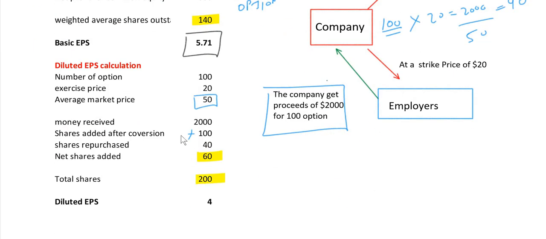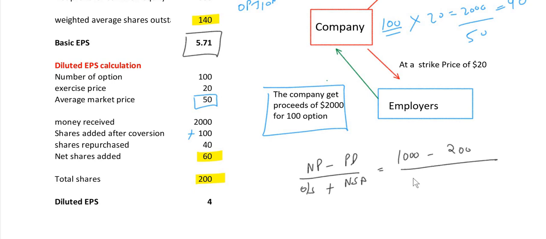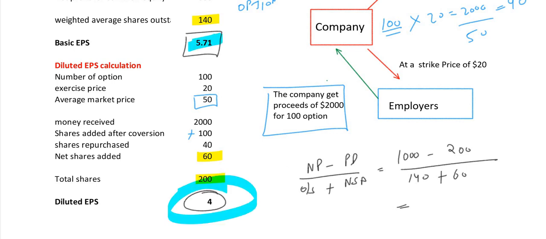So my total shares will be 200, and now my diluted EPS will be net profit minus preference dividend, upon shares outstanding plus new shares added. That is 1000, my net profit, minus 200, my preference dividend, divided by 140 shares outstanding plus 60 net new shares added. We solve it and we get 4. And as you can see, my basic EPS was 5.71, which is higher as compared to my diluted EPS.